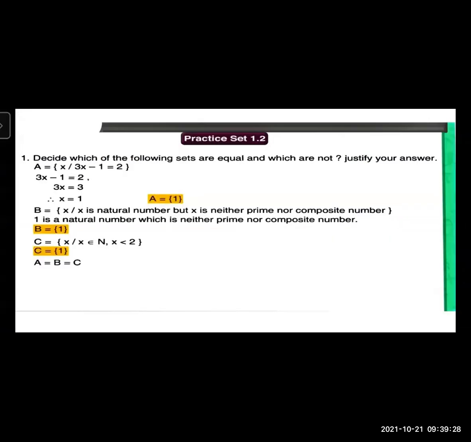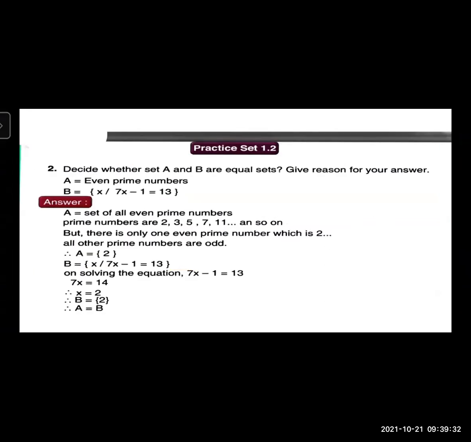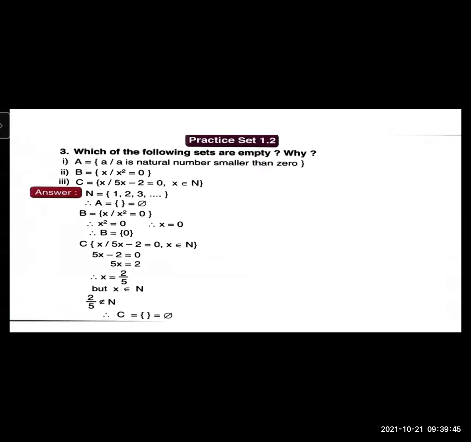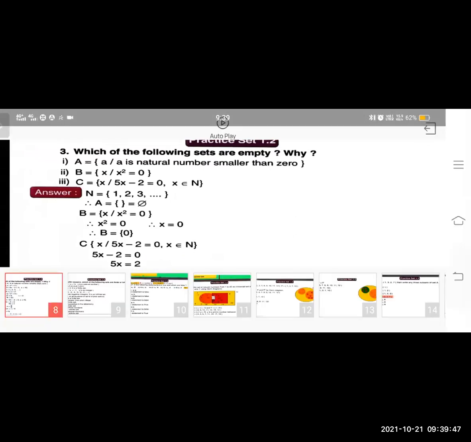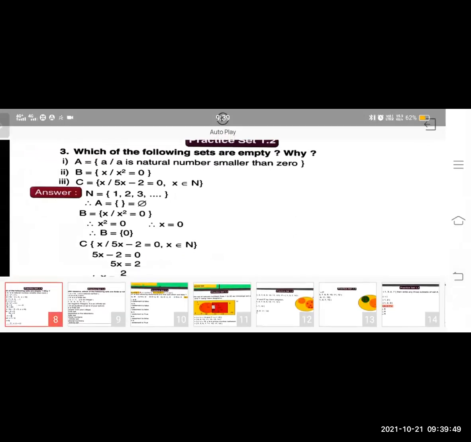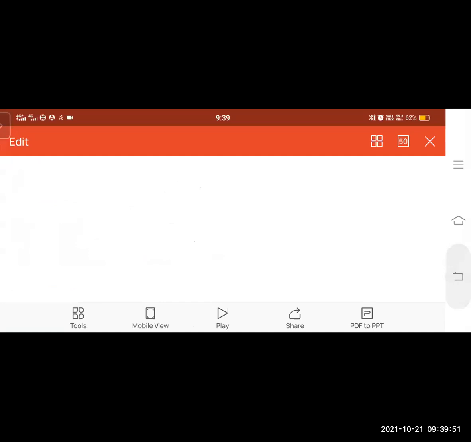In the next lecture, we will see Venn diagram, subsets, and relation of subsets, universal set, complement of a set, all the operations of sets, and we will complete. We'll try to complete it in the next lecture. Let's see.